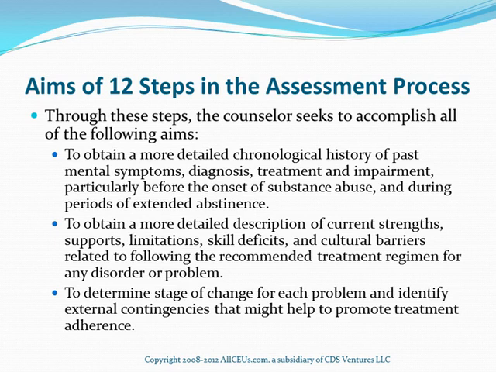Obtain a more detailed list of strengths, supports, limitations, skill deficits, and any barriers that might need to be overcome. And determine the stage of change for each problem. Like I said earlier, somebody may be willing to work on their relationship or their depression or some other problem, but not ready to work on their substance abuse yet. So for each problem, identify the person's readiness for change. Obviously, you're going to be more effective if you start working on the problems for which the person's ready to work.